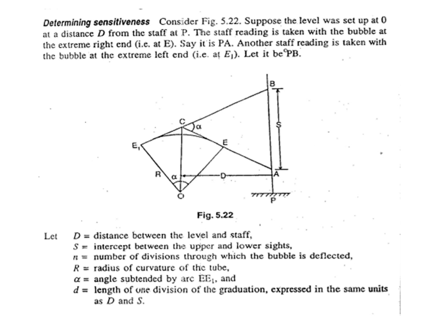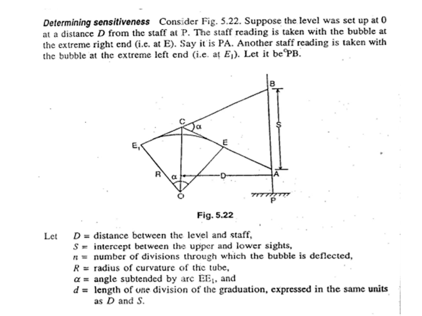So in this slide we are going to see how to determine the sensitiveness of a bubble tube. Consider figure 5.22, in which the level was set up at O at a distance D from the staff at P. The staff reading is taken with the bubble at the extreme right end, that is E. Say it is PA. Another staff reading is taken with the bubble at the extreme left end, that is E1. Let it be PB.